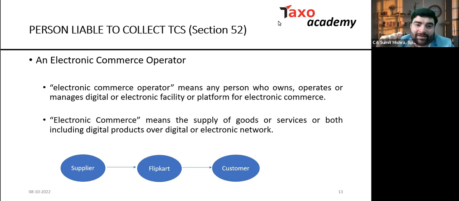There I have seen a number of persons get confused. I am selling some goods from my shop. Then I created a web portal. Now I have placed all my goods on that portal. Now, will I be called an electronic commerce operator, or am I supposed to deduct TDS? In that scenario, there are no such implications. So just clarify this thing.